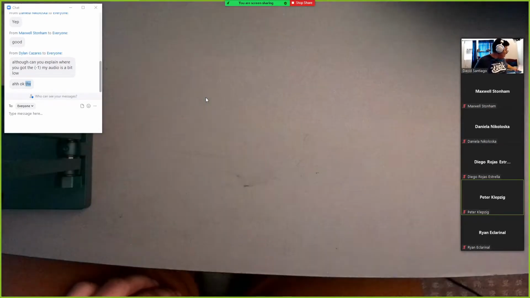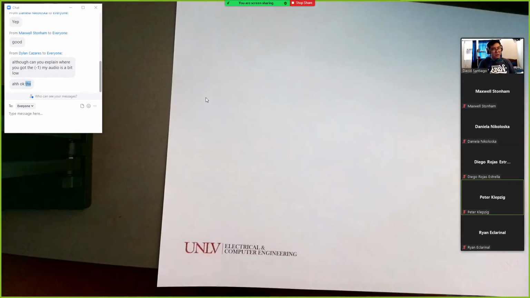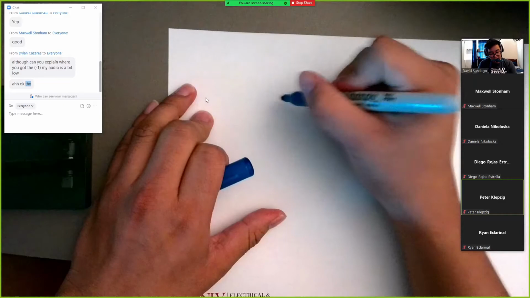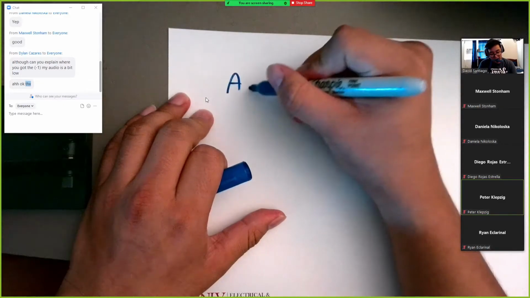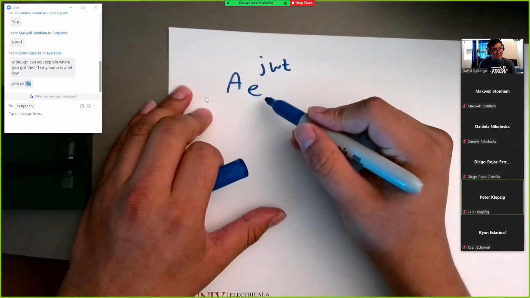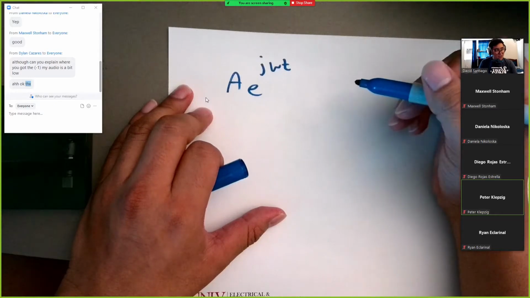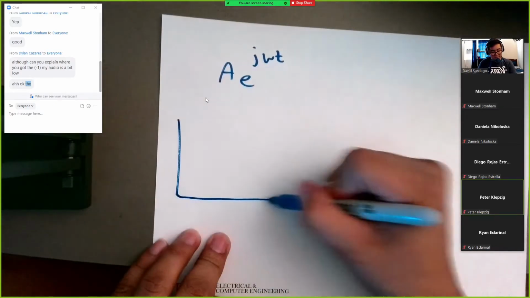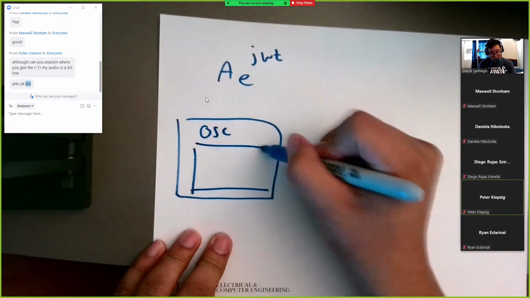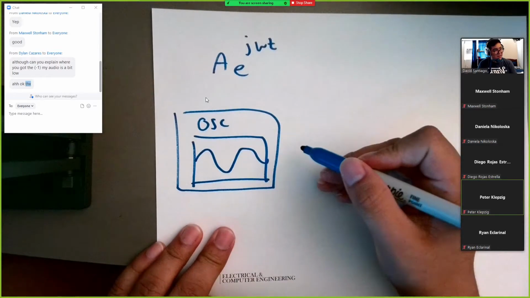Let me get to one more little tip. We won't learn this until later on, but I'll give you a hint on what I'm trying to do. If I were to have some signal A e to the j omega t, you know that this signal has a real and an imaginary component. So in our oscilloscopes, we always have this signal. Any real signal will be shown on an oscilloscope.